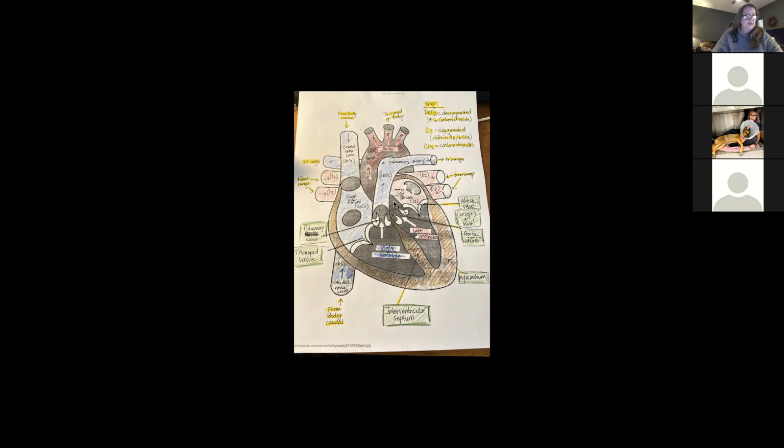The other thing is the right and left bundle branches. The right and left bundle branches are also known as the bundle of His. So it's going to go SA node, AV node, bundle of His, Purkinje fibers. Okay.